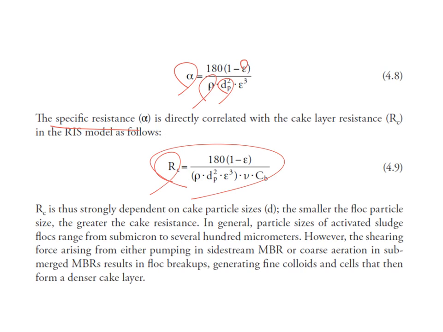So this is why we have to maintain the microbial plug as steady as possible, and we have to prevent plug breakups, because it will generate small colloids and cells, and this will actually form a denser cake layer with low permeability.